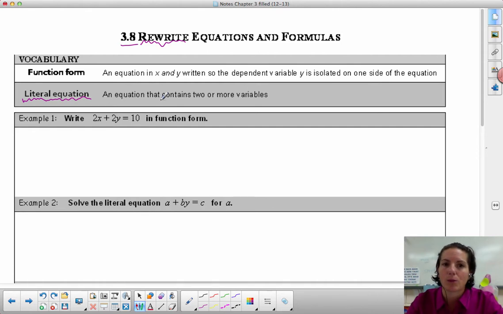We're going to be asked to do it with two different sets of directions. The first is with this set of directions that say function form. And when we use that phrase, function form, you can actually translate it to be solve for y or make it y equals.